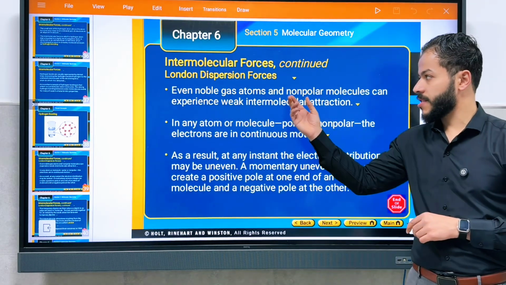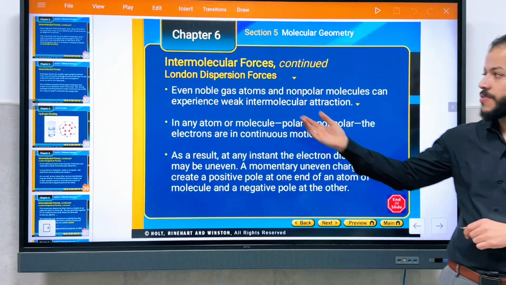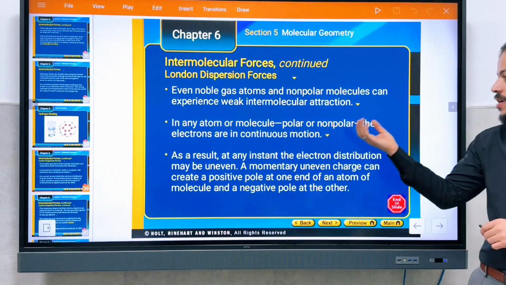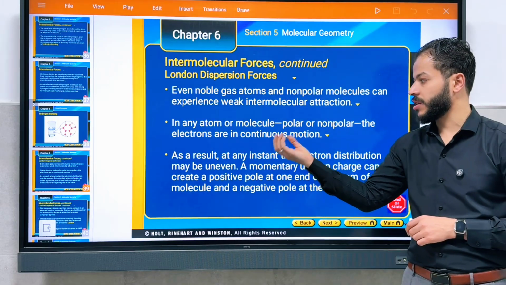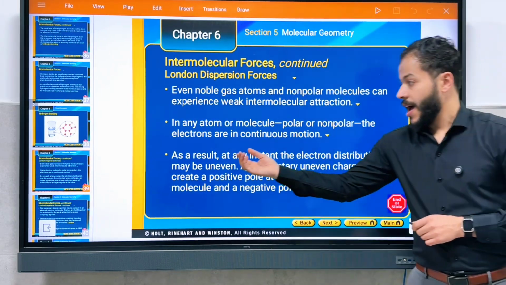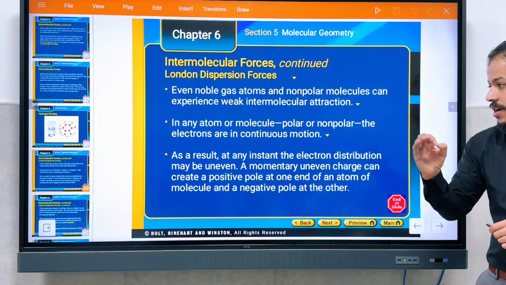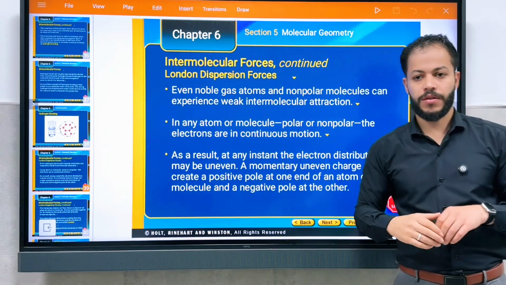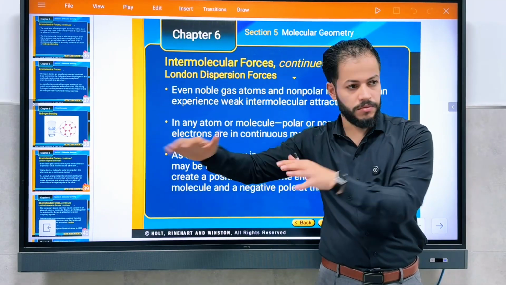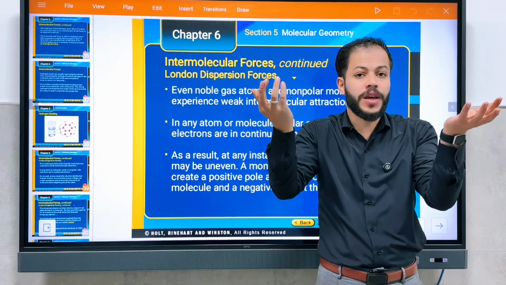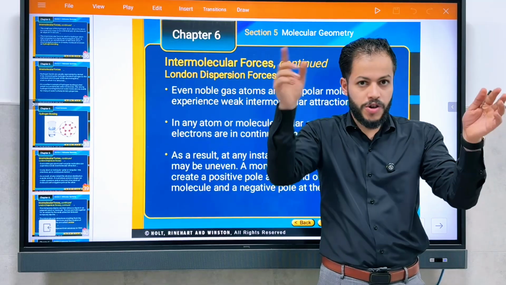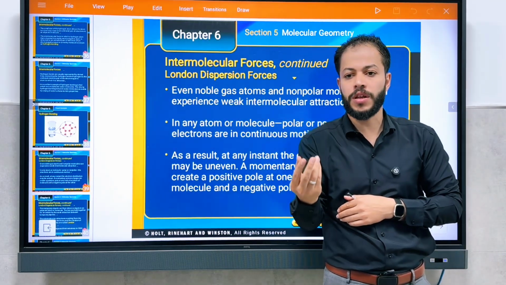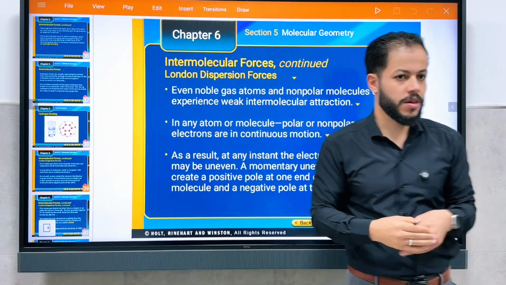So even noble gas atoms and non-polar molecules can experience weak intermolecular attraction. In any atoms or molecules, polar and non-polar, the electrons are in continuous motion. As a result, at any instant, the electron distributions may be uneven. Like the electron shifts to a side of an atom, uneven, right? And this will form what, guys? A dipole. Partial positive, partial negative, right? But is this dipole permanent or a momentary dipole? Momentary, right? That's why it is the weakest.